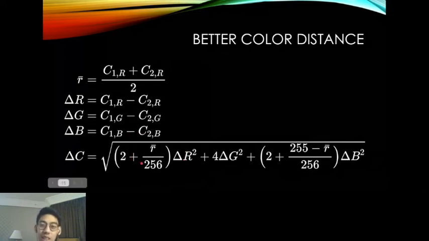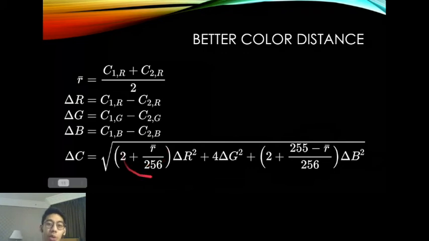We weigh delta R squared differently with this coefficient. We weigh delta G squared with 4, and then we weigh delta B squared with this coefficient. So in this way, we can get a weighted color measure, which is more visually correct versus more mathematically correct. But essentially, we haven't run away from the whole idea of the Euclidean distance. We just weigh the Euclidean distance in such a way that we get better colors, essentially.